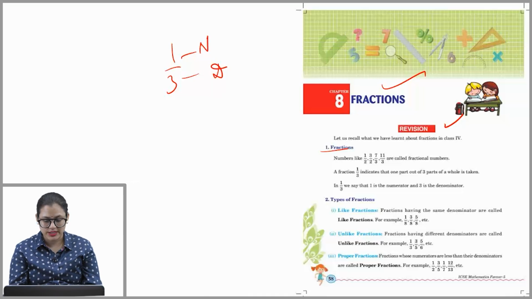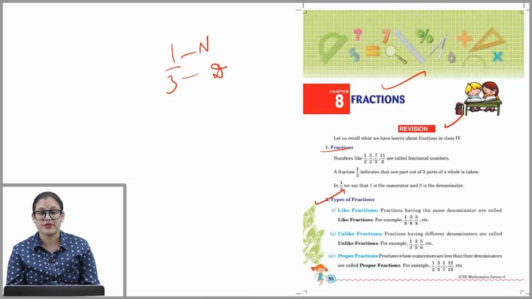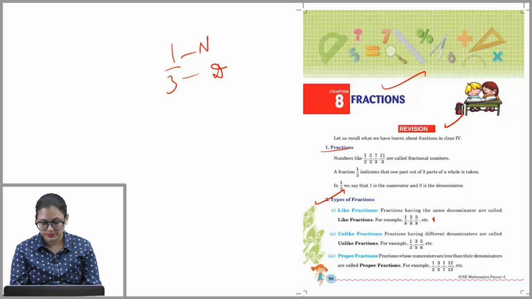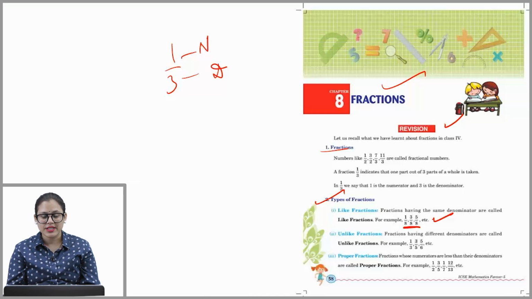Now types of fractions, like fractions. Fractions having the same denominator are called like fractions. For example, all the fractions having the same denominator. Unlike fractions, fractions having different denominators are called unlike fractions. For example, see this example, all the denominators are different.